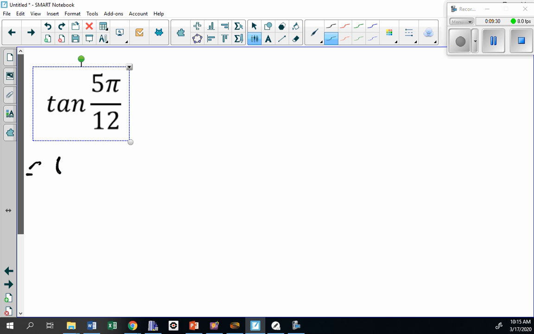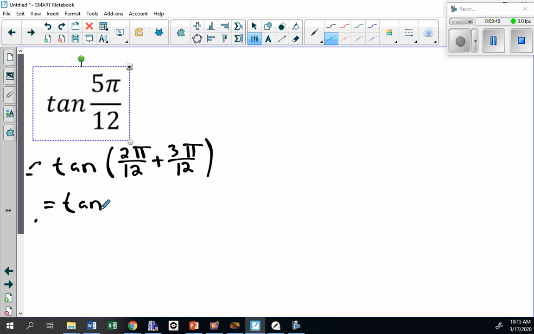So how I kind of thought about this is we have tan, and I'm going to break this up into 2 pi over 12 plus 3 pi over 12 and see, hey, are those on the unit circle? Well, they're not simplified yet. So let's simplify these and see if they actually exist, or ones that we know. So 2 divided by 12, yeah, you get pi over 6. That's on the unit circle.